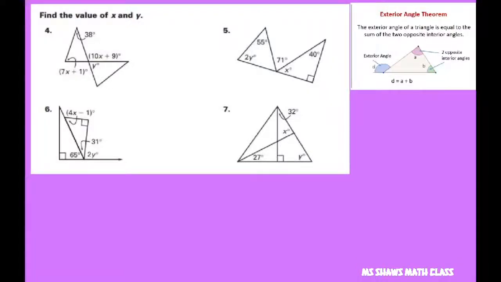Everyone, we're going to find the values of x and y for these four figures. For the first one, we're using the exterior angle theorem to solve for x. It says that when you have an exterior angle like we do right here, it equals the sum of the two opposite interior angles, which would be this one and this one. So let's set them equal to each other.